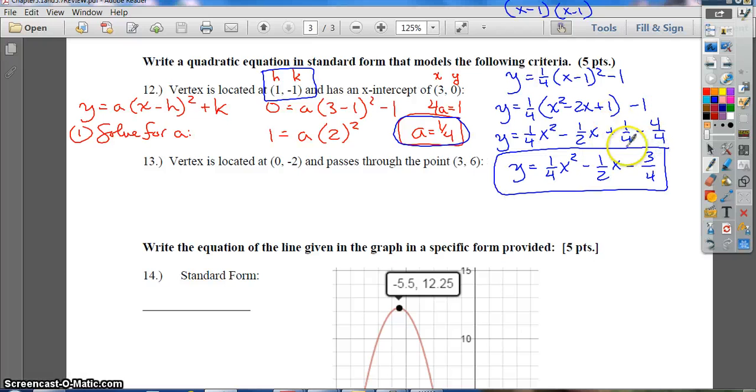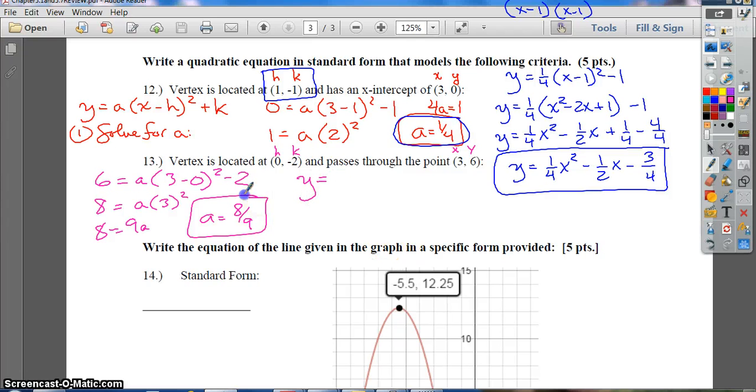Combine like terms here. These guys make negative 3/4. Okay, going down to 13, it's the same guy. He's h and k, he's x and y. So I'm going to set 6 equal to a times (3 minus 0) squared minus 2. Okay, so this is going to be add 2 over to get 8. And this is going to be 3 squared here, which is 9a. So a will equal 8 over 9.